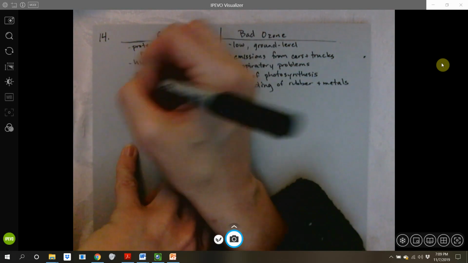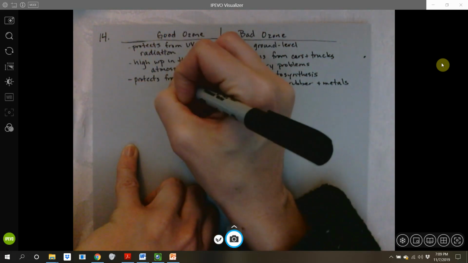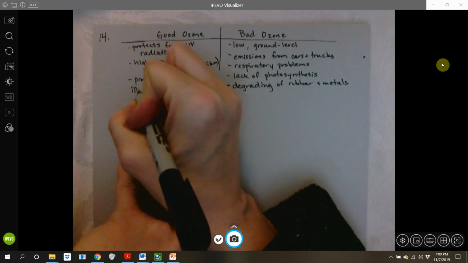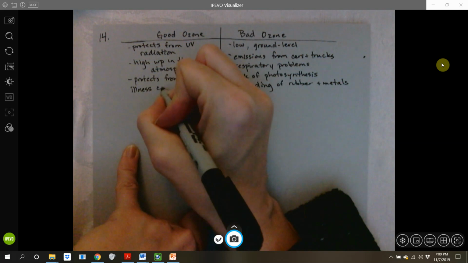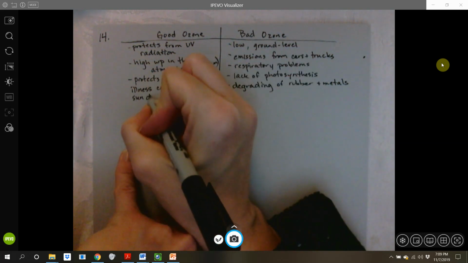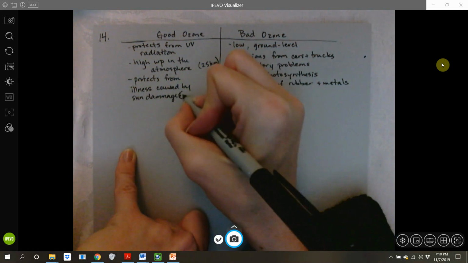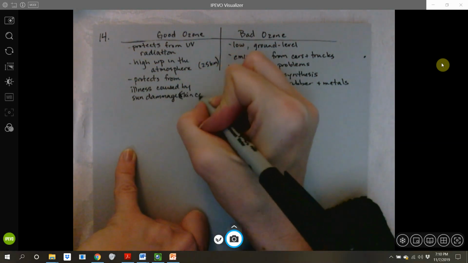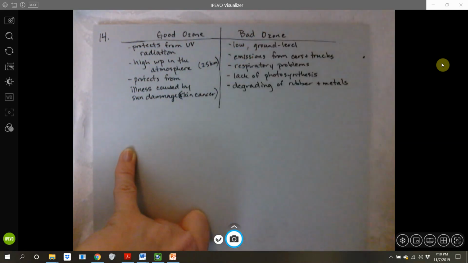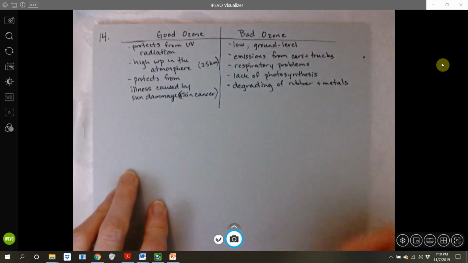Good ozone protects from illness caused by sun damage, damage like skin cancer. All right, that's it. Number 14.